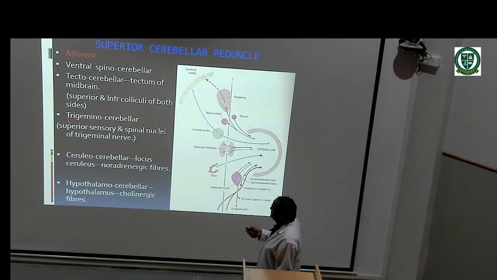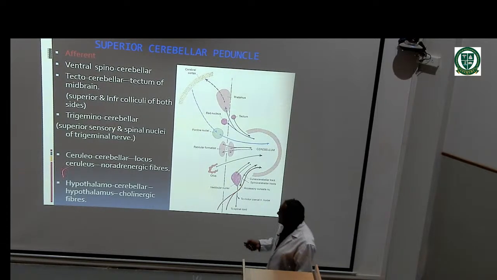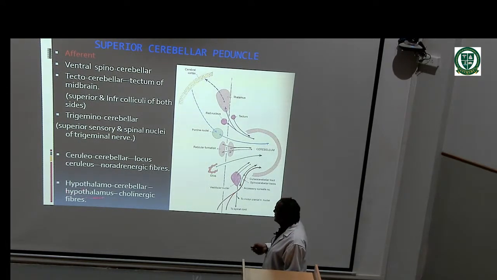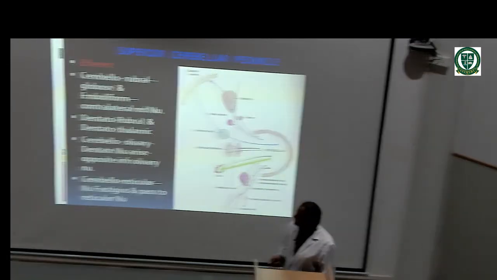Next afferent fiber is trigeminocerebellar fiber. These fibers arise from the superior sensory and spinal nuclei of the trigeminal nerve, and they will end in the cerebellum. Next, ceruleocerebellar fibers. They arise from the locus ceruleus, and these are the noradrenergic fibers. And hypothalamocerebellar fibers are also present in the superior cerebellar peduncle, and they arise from the hypothalamus, and these are the cholinergic fibers.